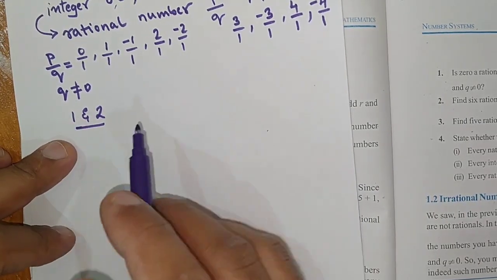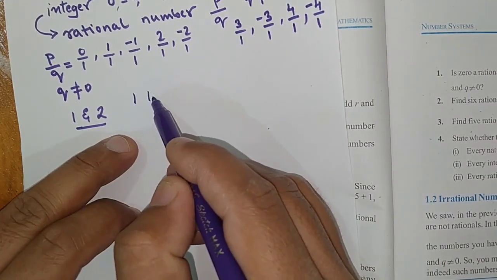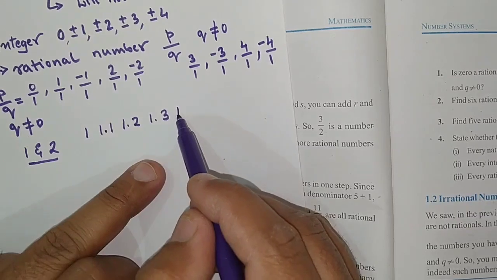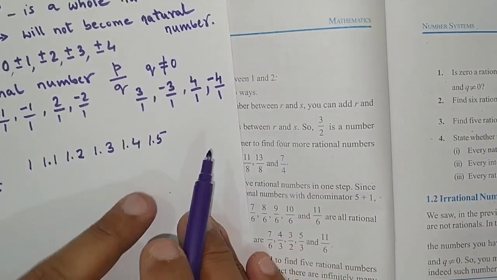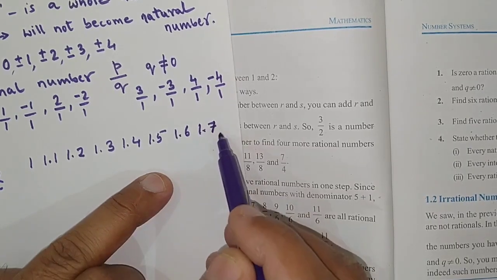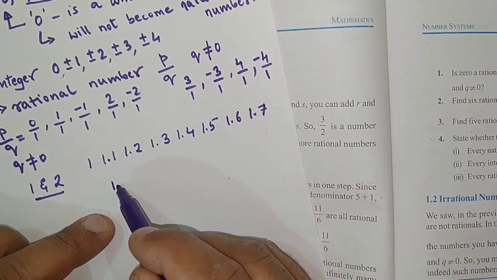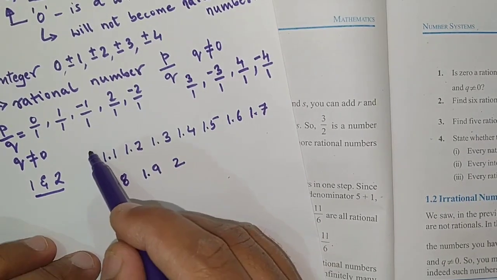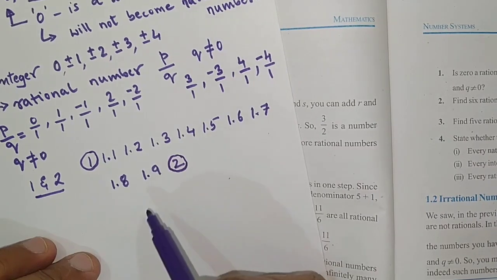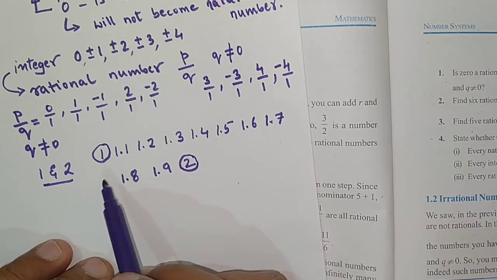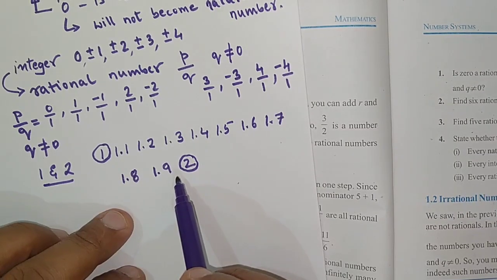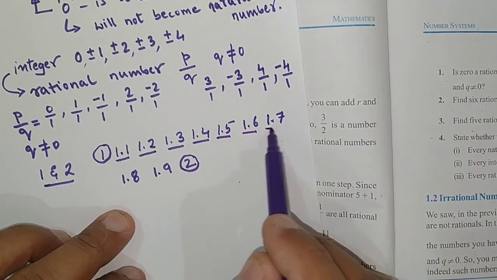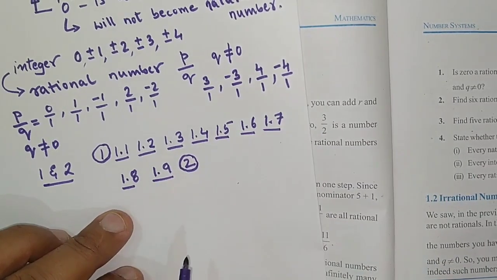Between 1 and 2, you will find the numbers 1.1, 1.2, 1.3, 1.4, 1.5, 1.6, 1.7, 1.8, 1.9.